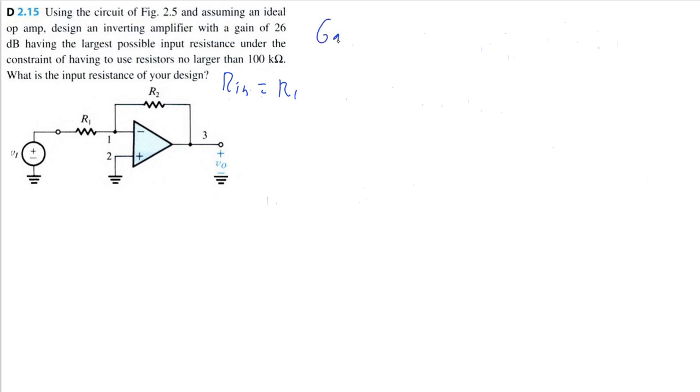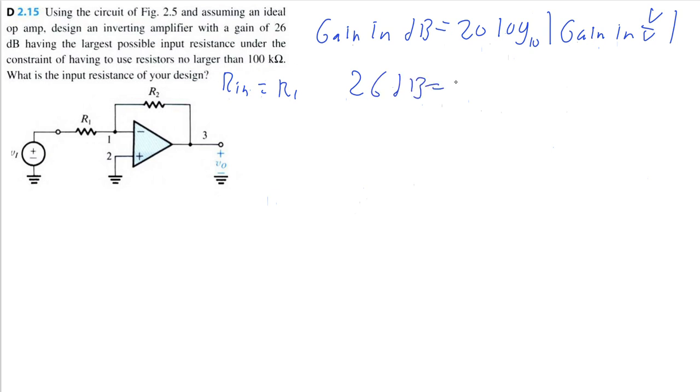Now, if you're not familiar, the gain in dB is just another expression for evaluating how much gain an amplifier produces. We can convert that gain back to volt per volt by just using this expression, 20 log 10 times the absolute value of the gain in volt to volt. So in other words, 26 dB is equal to 20 log base 10 of the absolute value of G. So we can say 26 divided by 20 is equal to log base 10 of G.